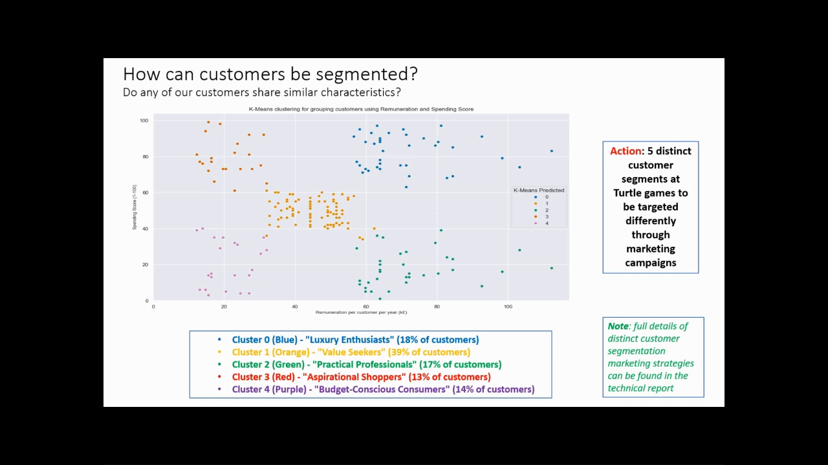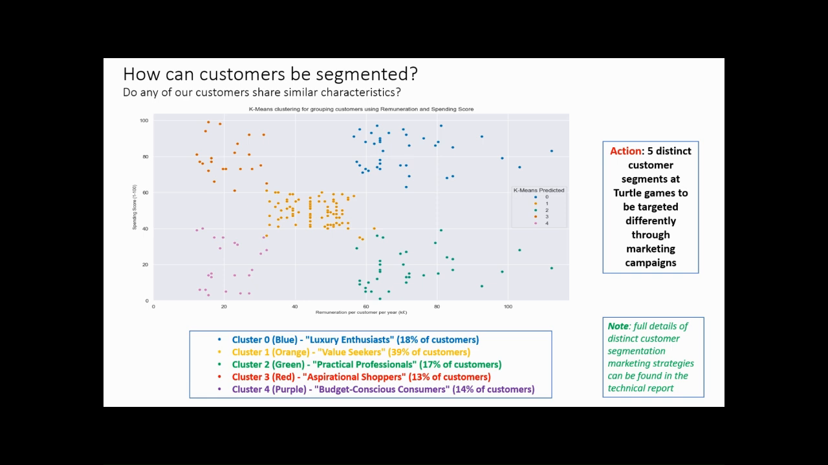Group 0, highlighted in blue, represents 18% of customers, and they have high pay and high spend scores. They represent high-value customers for Turtle Games, and therefore my recommendation is to target them with VIP customer service or exclusive offers. Group 1, highlighted in orange, represents 39% of customers, and they have medium pay and medium spend scores. They represent the general consumer group, spending moderately, therefore they should be targeted with regular promotions and personalized offers to encourage loyalty.